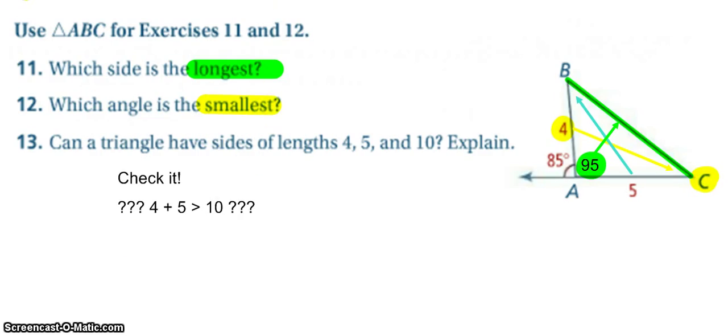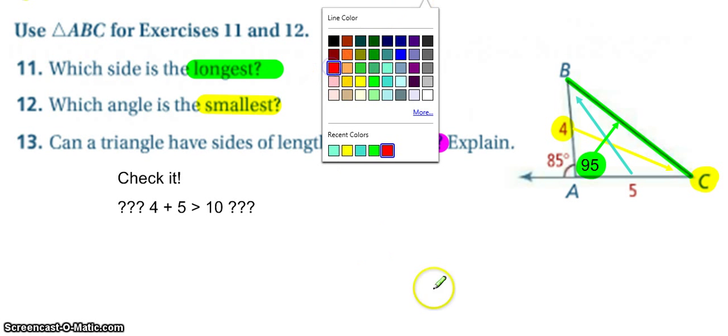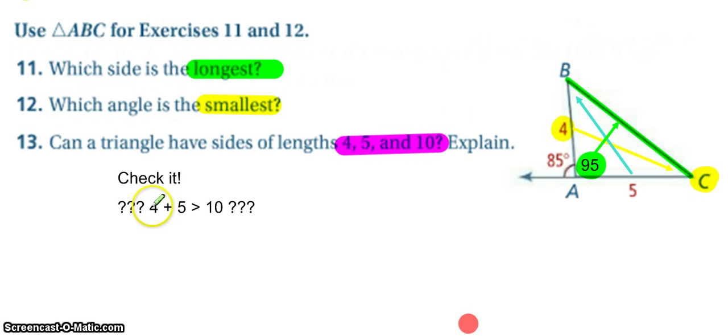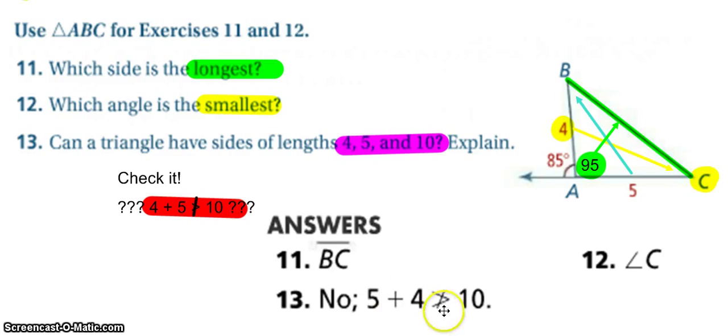And number 3 asks us then, can a triangle have lengths of 4, 5, and 10? So we check it, and we decide that we will try our inequality of 4 plus 5 being greater than 10. This does not work because 9 is not larger than 10. Therefore, this is not a triangle. And then there, your answer is written out another way.